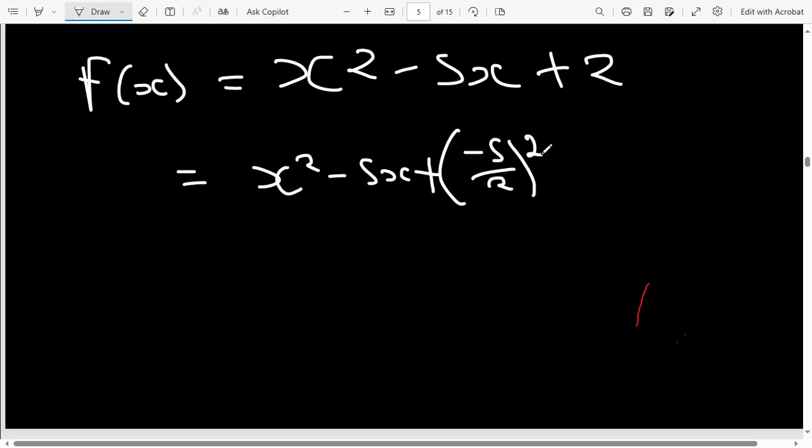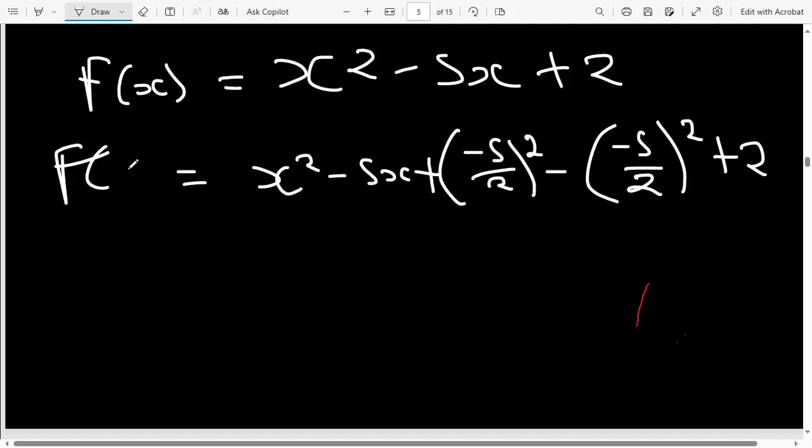And then we're going to write the same thing but with a minus sign in front. So minus, and then 5 over 2 squared, and then plus 2. Now notice that we are not solving the equation to find the answer. We are just completing the square because it's not equal to 0. It's equal to f of x. In the other ones we are finding the exact values for x, but here we're just expressing it in terms of completing the square.